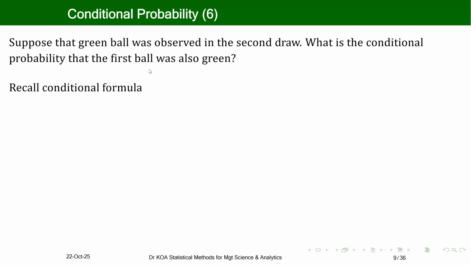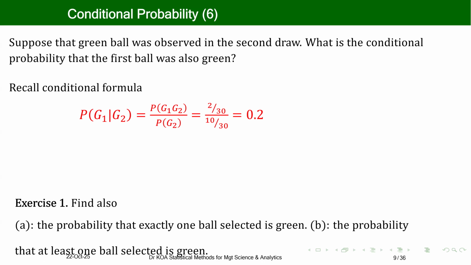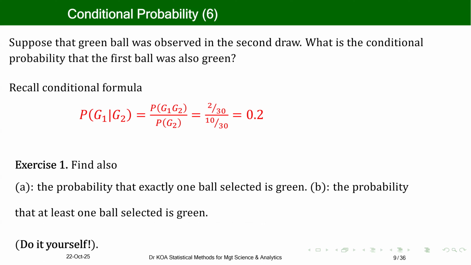All right, so this is how it's supposed to be. You're supposed to get the numerator to be 2/30, and then the denominator to be 10/30. That will give you 1/5, which will eventually lead to 0.2. That is it. Now, this is for your homework. I want you to do it yourself.